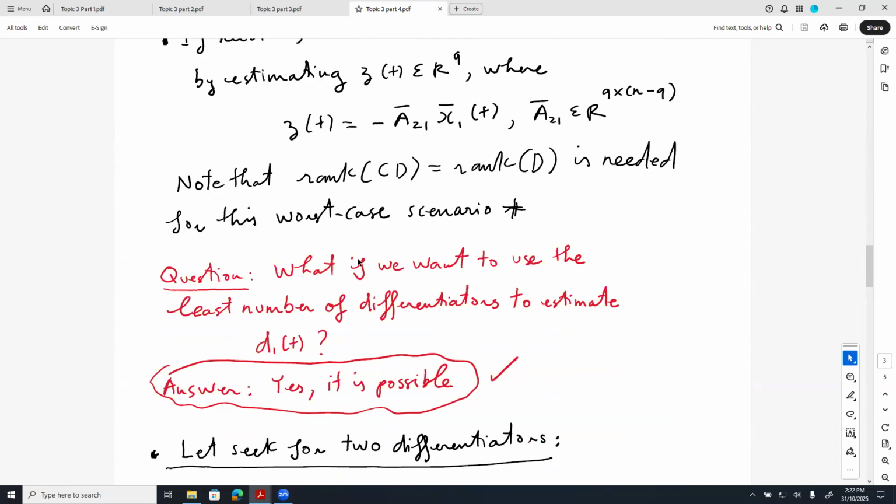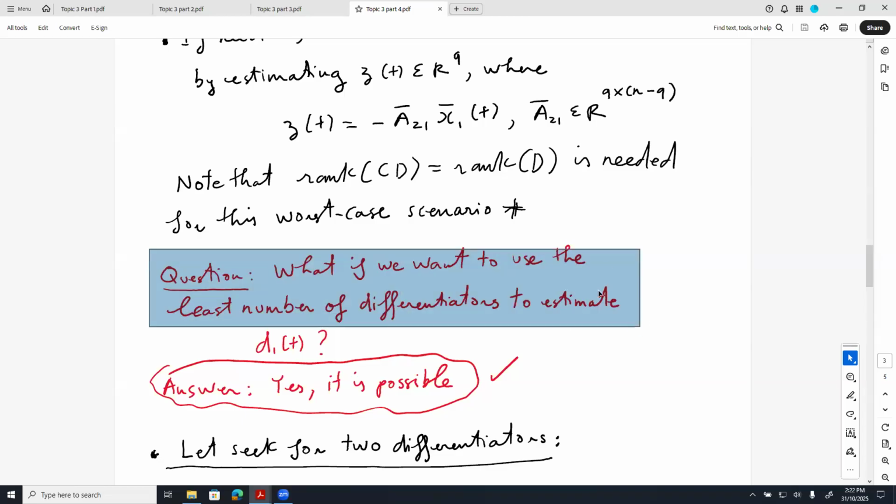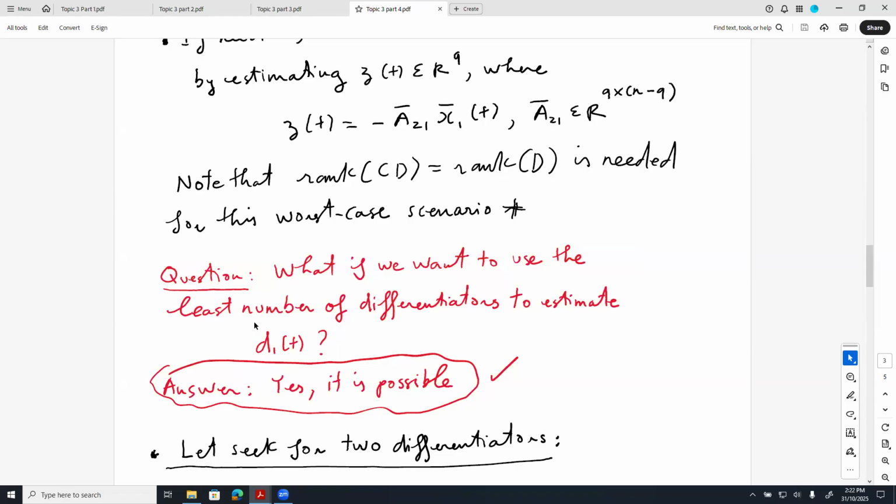Okay, so the next natural question that arises here is, well, we were discussing the worst case scenario. Is there anything better than that worst case scenario? Like, what happens if we want to use the least number of differentiators to estimate d1 of t? And the answer is yes. In some cases, it is possible to do so.